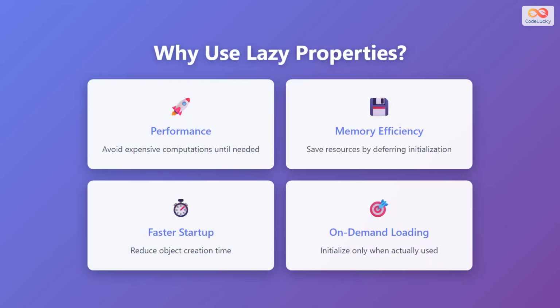There are 4 main benefits of using lazy properties. First, performance. You can avoid expensive computations until they're actually needed. Second, memory efficiency. You save resources by deferring initialization, which means less memory usage upfront. Third, faster startup. Your objects are created more quickly because heavy initialization is postponed. And fourth, on-demand loading. Properties are initialized only when they're actually used, not before.